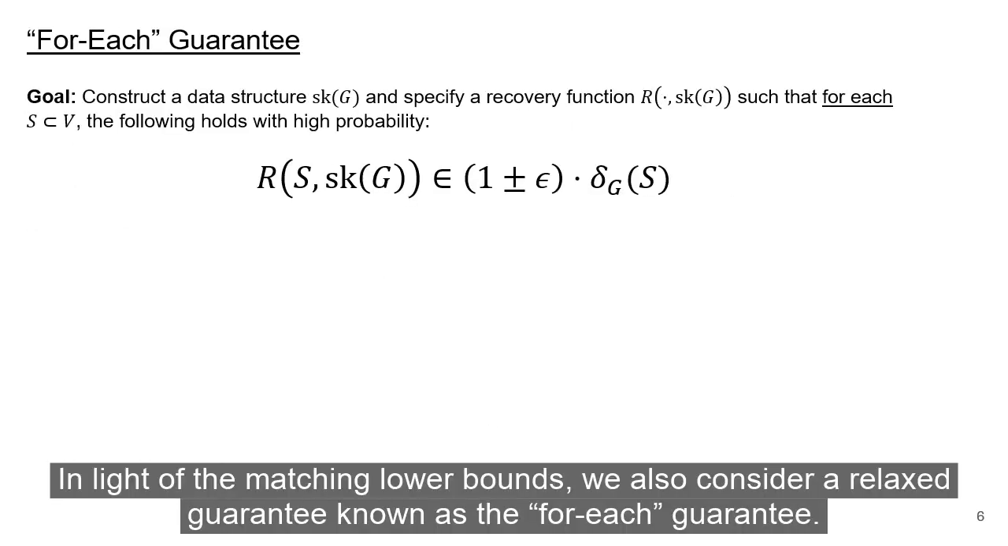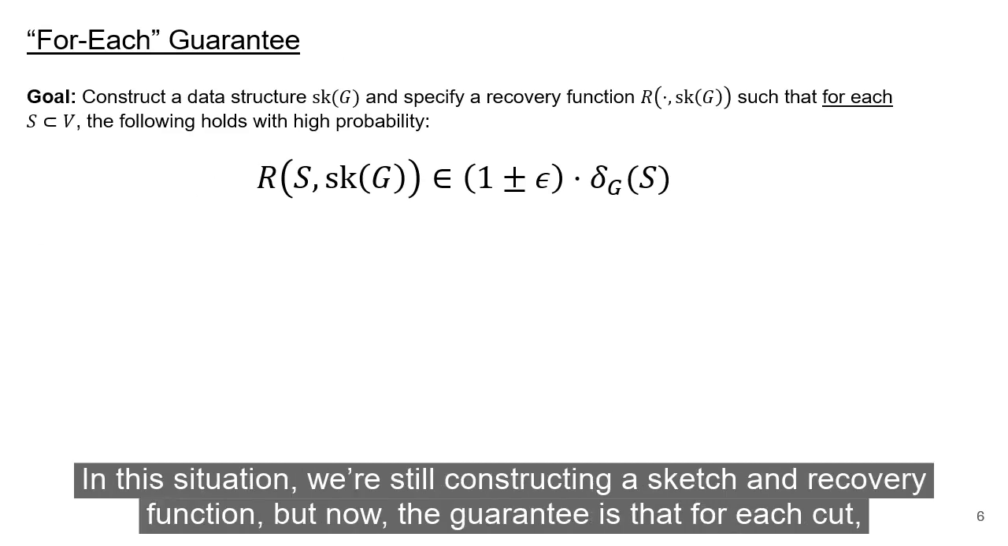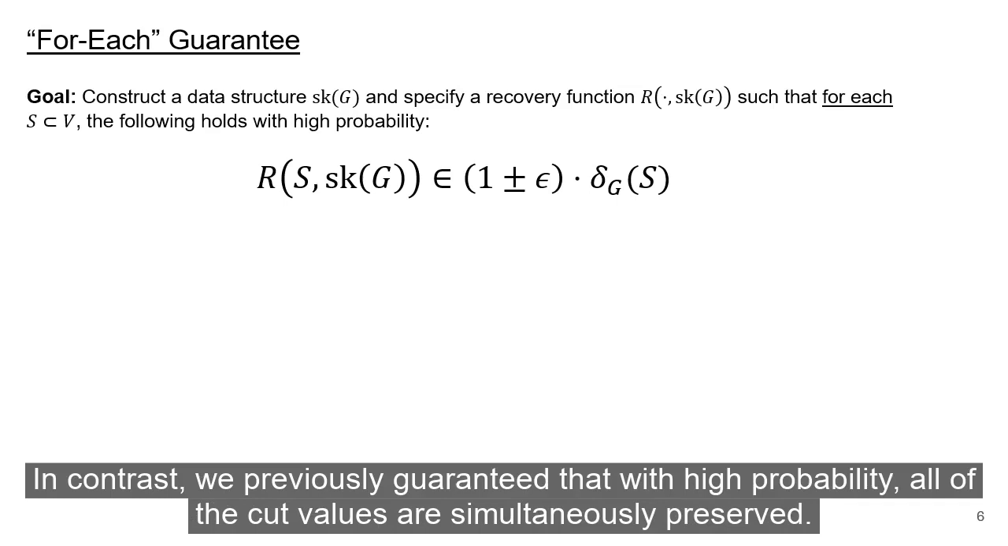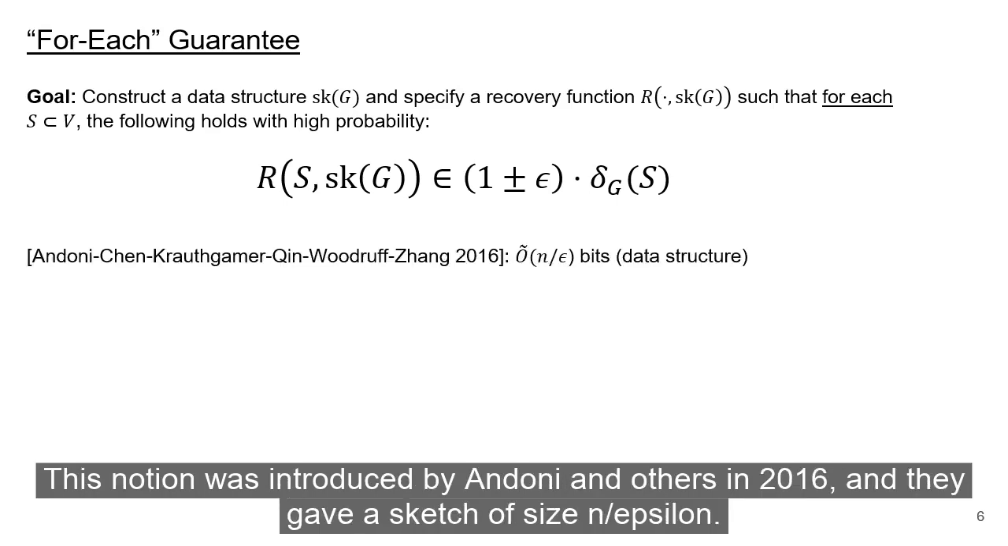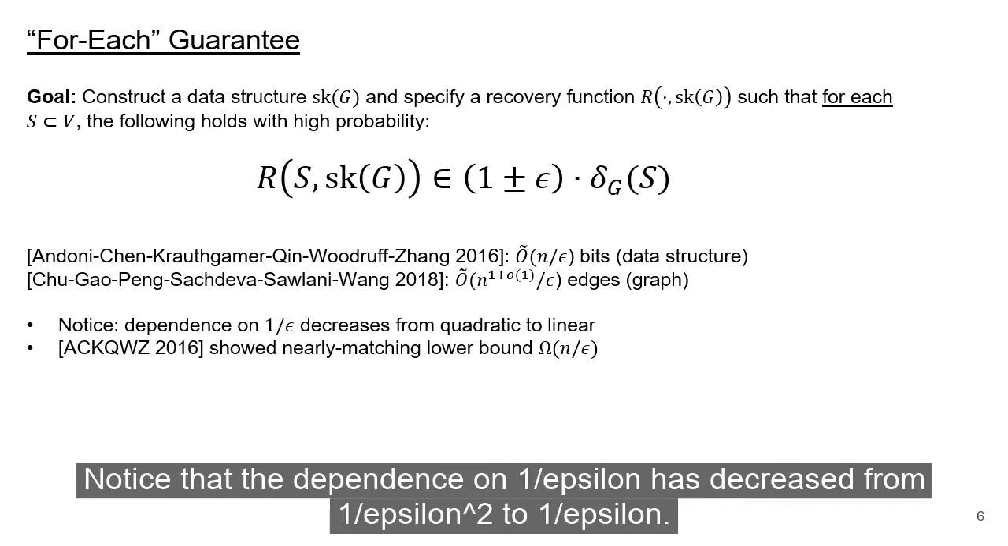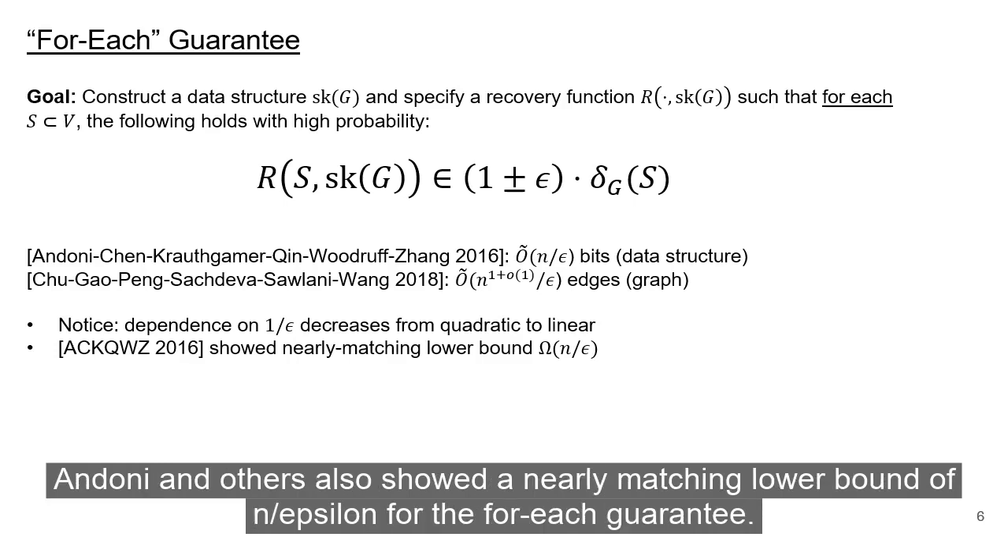In light of the matching lower bounds, we also consider a relaxed guarantee known as the for each guarantee. In this situation, we're still constructing a sketch and recovery function, but now the guarantee is that for each cut, the value is preserved with high probability. In contrast, we previously guaranteed that with high probability, all of the cuts are simultaneously preserved. This notion was introduced by Andoni and others in 2016, and they gave a sketch of size n over epsilon. Later, Chu and others showed how to construct a similarly sized graph rather than a sketch. Notice that the dependence on 1 over epsilon has decreased from 1 over epsilon squared to 1 over epsilon. Andoni and others also showed a nearly matching lower bound of n over epsilon for the for each guarantee.